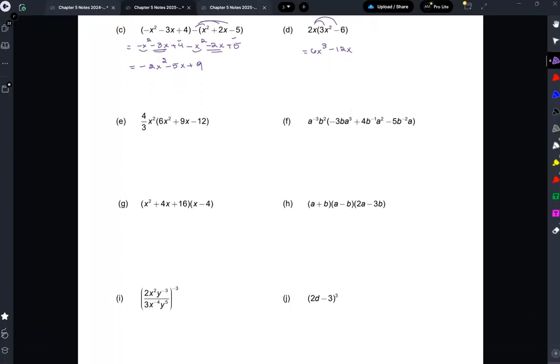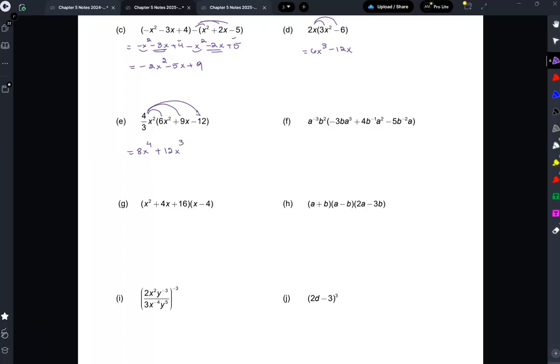Okay, here, I'm going to distribute, right? So here I get 4 over 3 times 6, right? That's going to be 8. And then here, x squared times x squared, x to the 4. Plus 4 over 3x squared times 9x. The 3's reduce to a 3, so 12 x squared times x, x cubed.